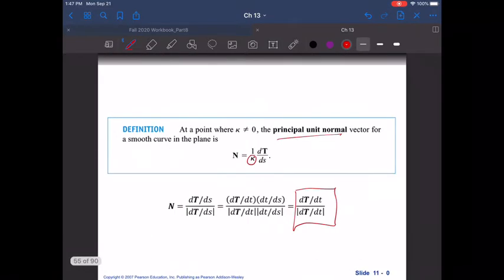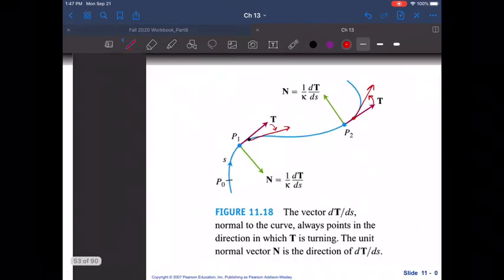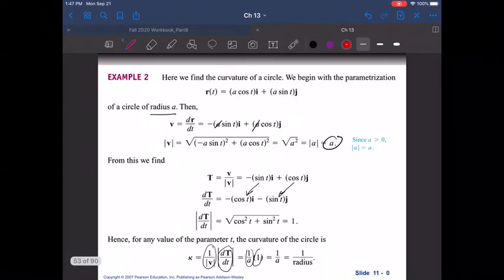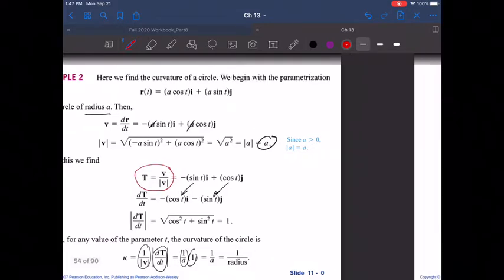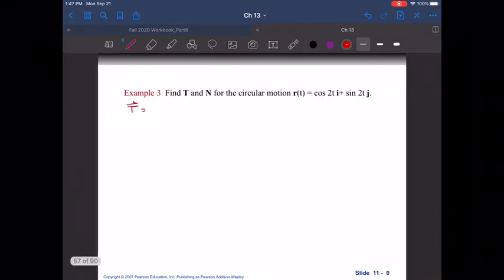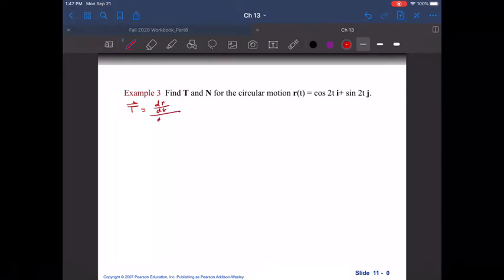So our tangent vector, dT/ds, is back over here, where you just find that velocity vector and then divide it by the magnitude to make it a unit tangent. So we take our derivative, and we need T equals dR/dt divided by the magnitude of dR/dt. Okay, so that's what we're doing here.